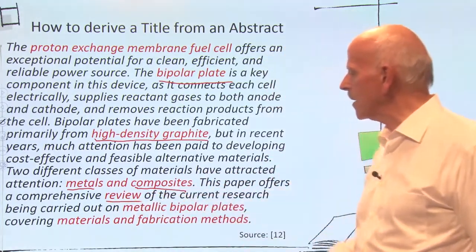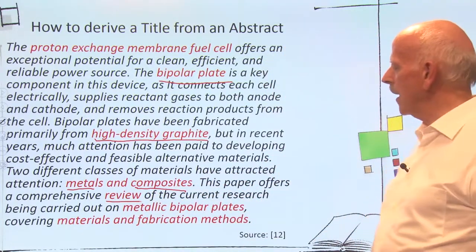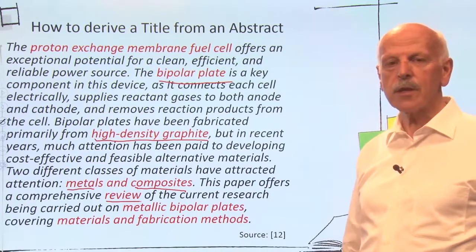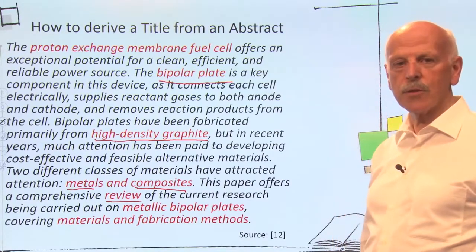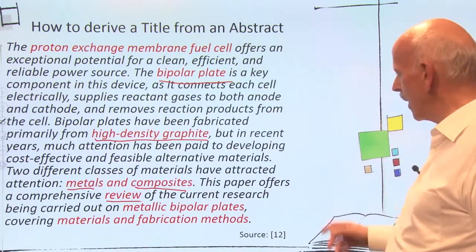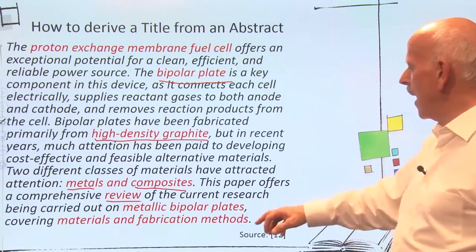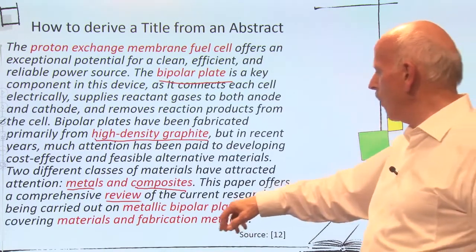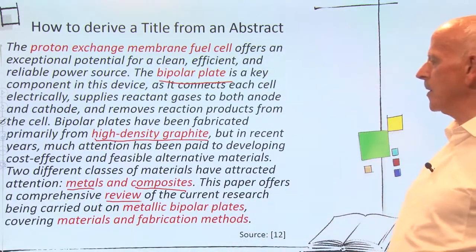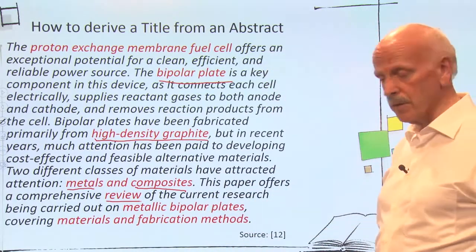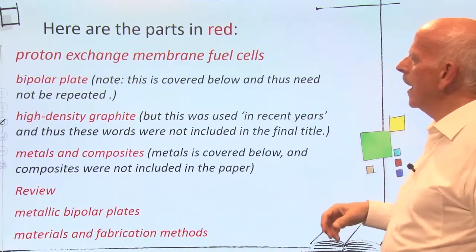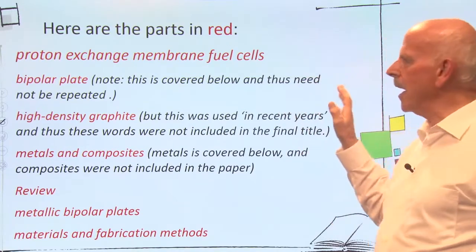So this abstract is about a review. And a review is different from a regular paper in that it combines research from many different sources. And in fact, this one paper had about 180 sources, 180 citations. And lastly, it's a review of what? Metallic bipolar plates and materials and fabrication methods for the fuel cells. So here's a summary of all those parts in red, and we're going to further shrink this down.